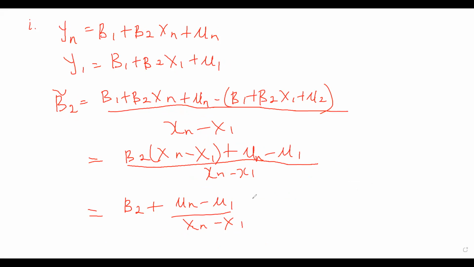With this, I can take the expected value now. So this is beta 2 tilde. Now let me take the expected value of this. I have the expected value of beta 2 tilde, so I'll have the expected value of everything here: beta 2 plus (un minus u1) all over xn minus x1.